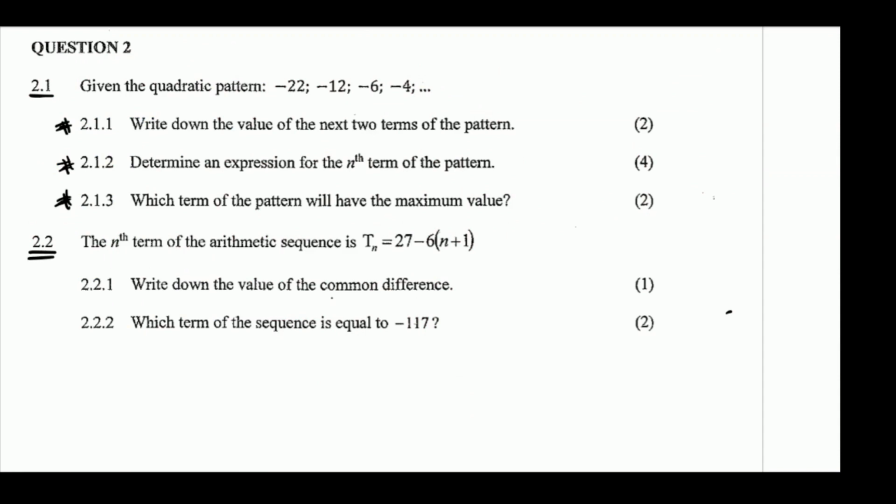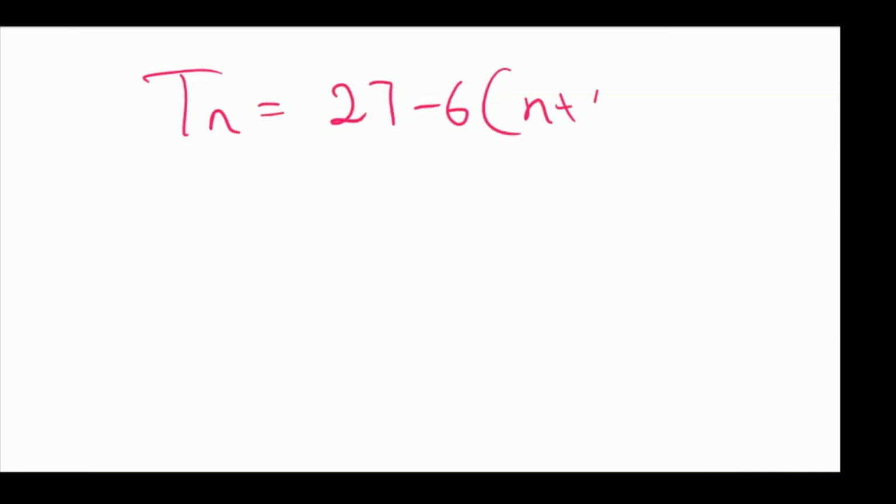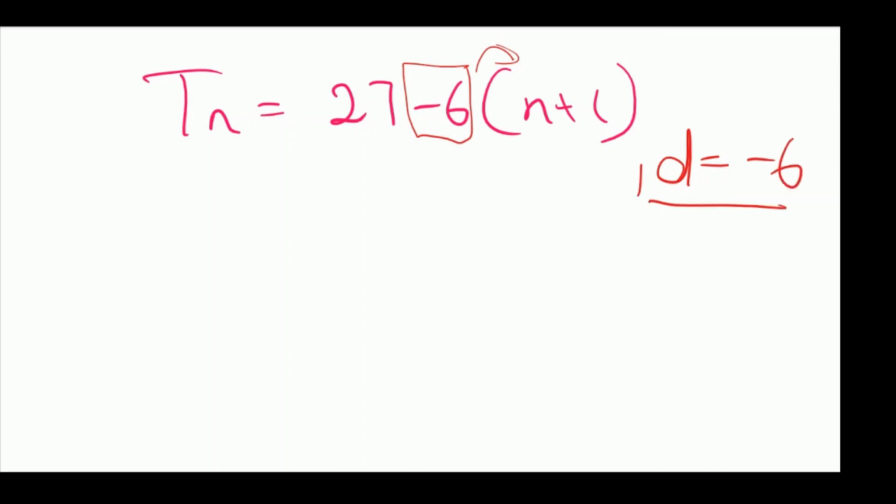In 2.2, we are given the nth term as Tn equals 27 minus 6 into n plus 1. So we are asked to find the common difference of the term. So we're having Tn equals 27 minus 6 into n plus 1, and we're asked to find our common difference. Just take our common difference, which is this one, because it always multiplies our n here. So you can simply say d equals minus 6, which is your common difference.